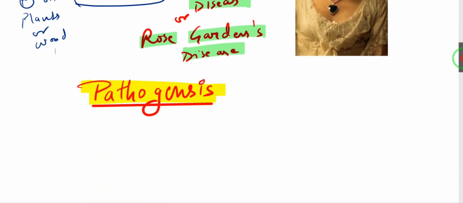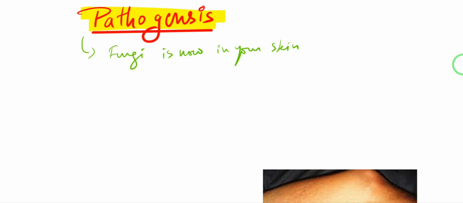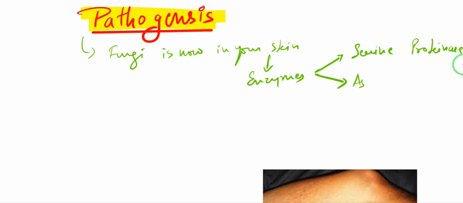So let's talk about the pathogenesis of sporotrichosis. Like I just said, there could be some trauma which will lead to the fungal spores getting into your skin. So now that the fungus is in your skin, what is going to happen now? The fungus is going to produce two types of enzymes: serine proteinase and aspartic proteinase. These two enzymes are going to help the fungus invade our subcutaneous tissue.